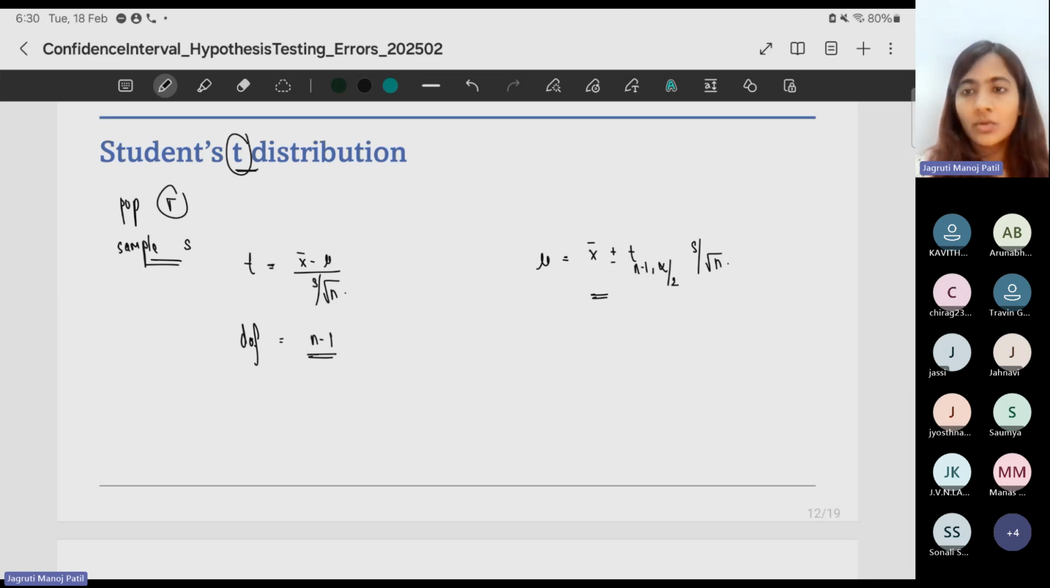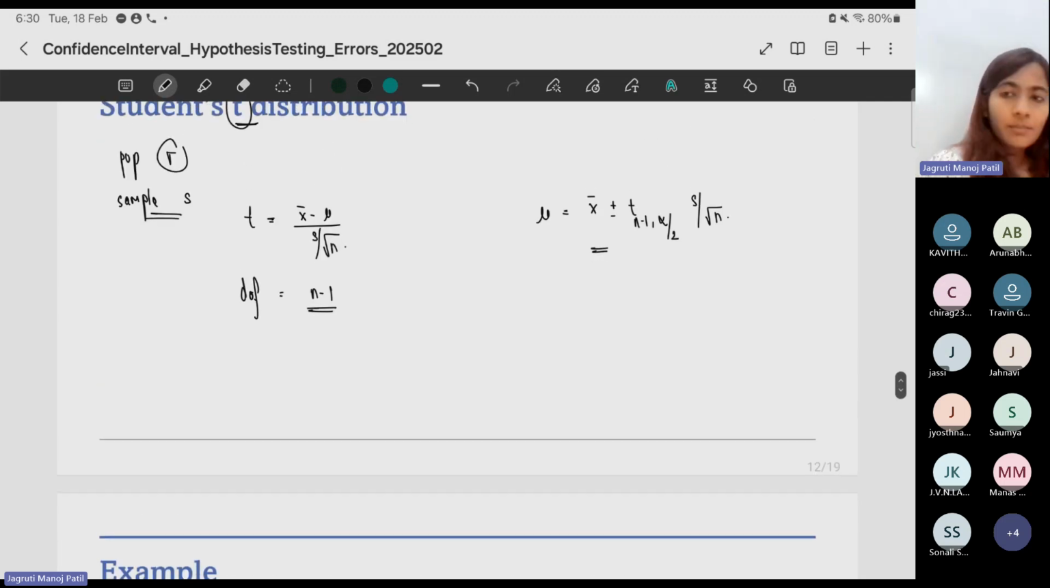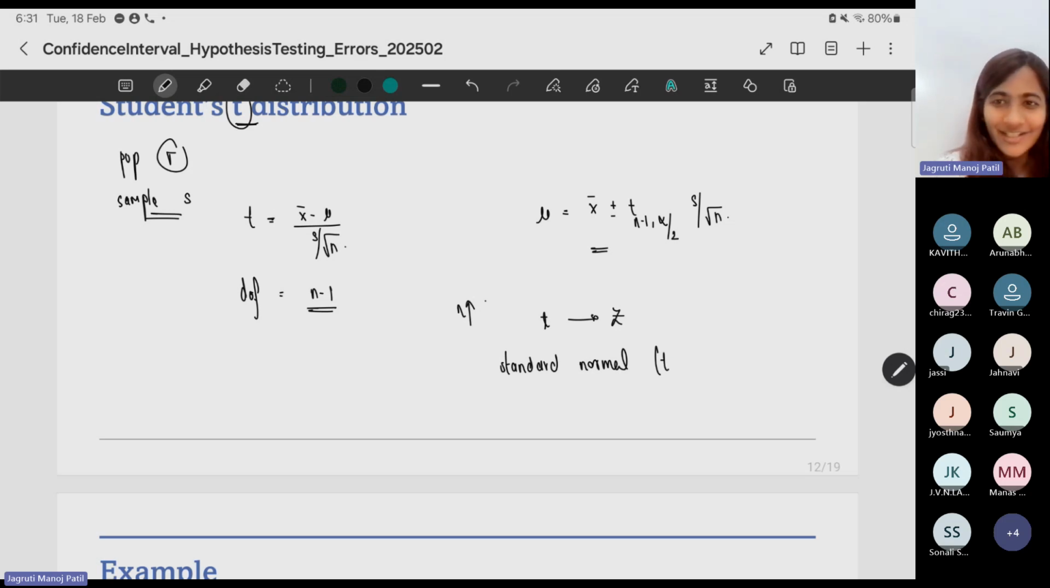So what we know as of now is that when your sample size increases, this t distribution starts to approach the z distribution, that is, the normal distributed data. We say a standard normal distribution is the t distribution itself, but with degrees of freedom equal to infinity.